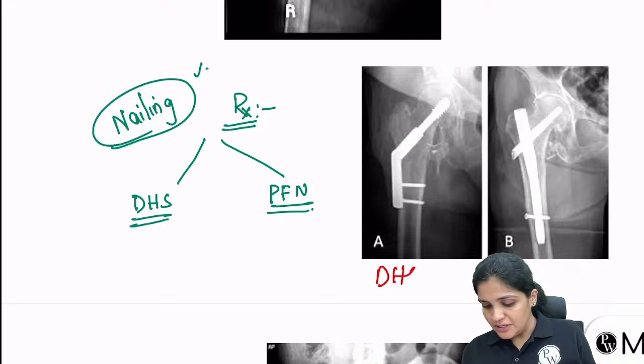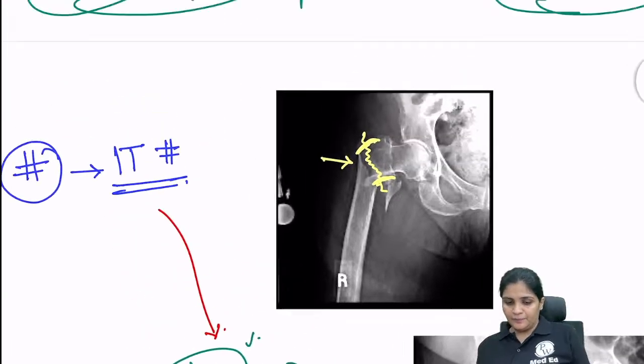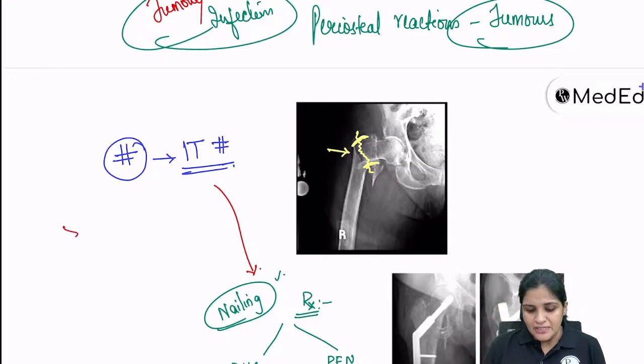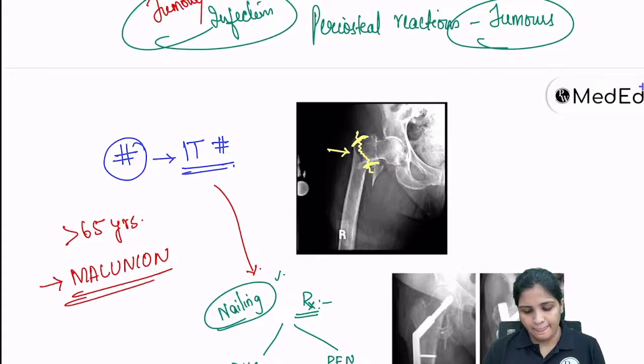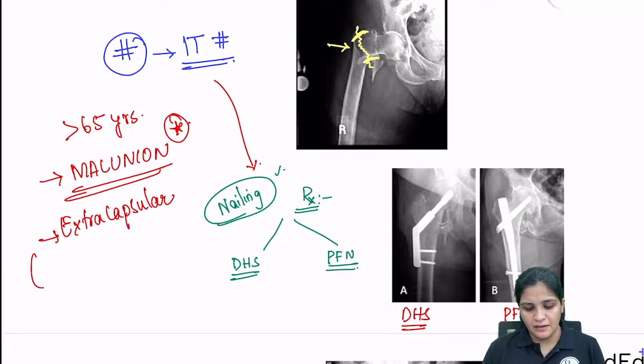So this is your DHS, that is dynamic hip screw. This is your PFN, proximal femoral nailing. So treatment of IT fracture is nailing, whatever may be the age of the patient. So usually we see it above 65 years, right? And a complication of this is that it goes into malunion. And because it is an extracapsular fracture, you see the lateral border of the foot completely touching the couch.